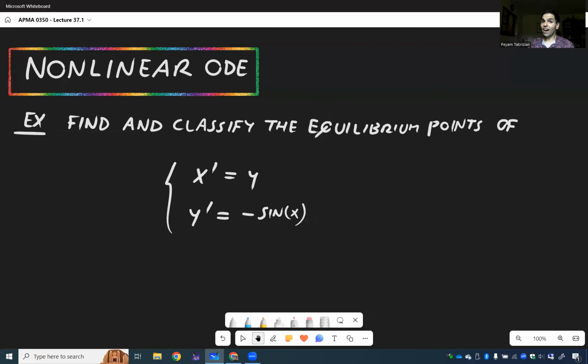All right, let's find and classify the equilibrium points of the following system. x prime equals y, y prime equals minus sine of x. And you'll see at the end, there'll be a really cool physical significance to this. So first off, let's find the equilibrium points.